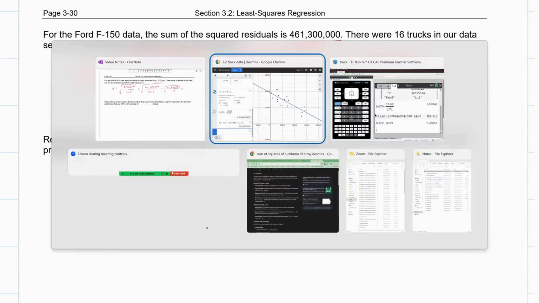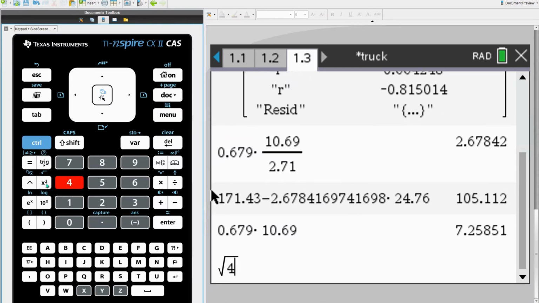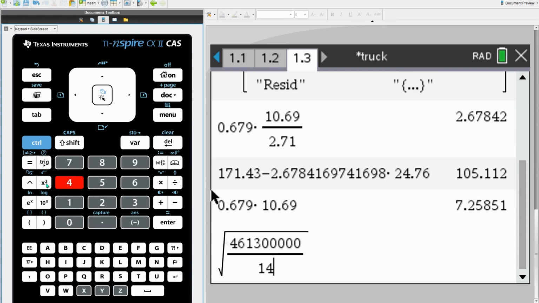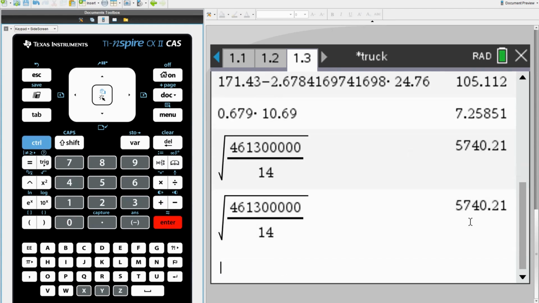Okay. And let's go and calculate that on our calculator. Square root of 461,300,000, and let's divide that by 14. I hit control enter so we get a decimal version of that answer. And we get 5,740 approximately.